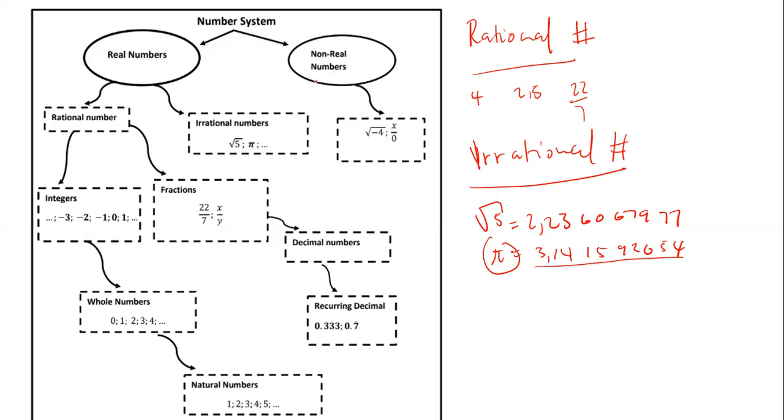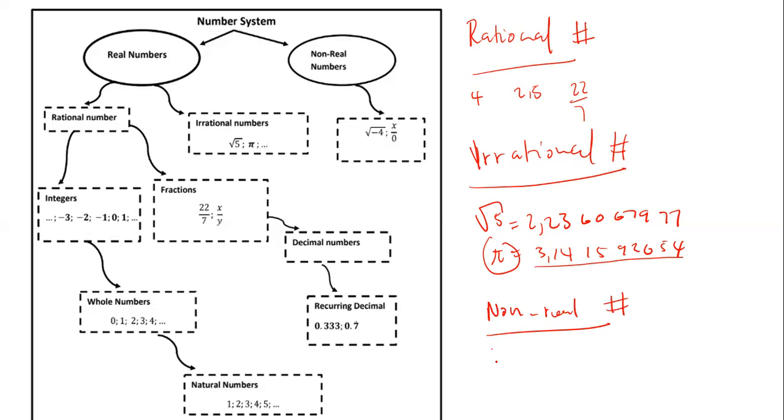So now let's talk about the non-real numbers. The non-real numbers are numbers that are imaginary. We call them the imaginary numbers. They really do not exist. For an example, what are the examples of non-real numbers? The non-real numbers are examples of numbers that really do not exist.